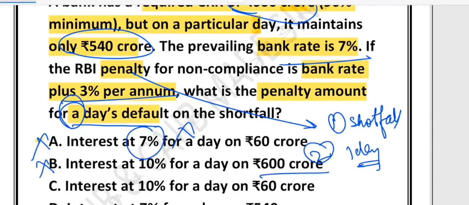That is the point. What about option C? Option C is yes, correct, right? Option D is also wrong. Why? Because they're saying interest is 7%. Again, this is wrong.